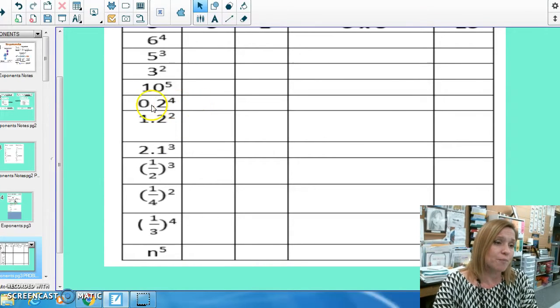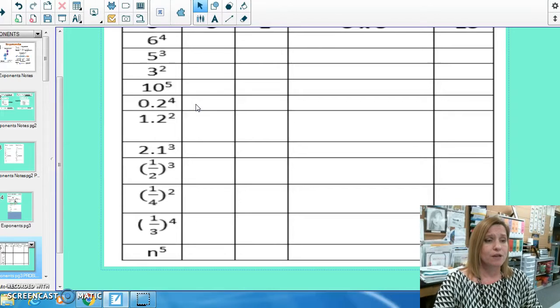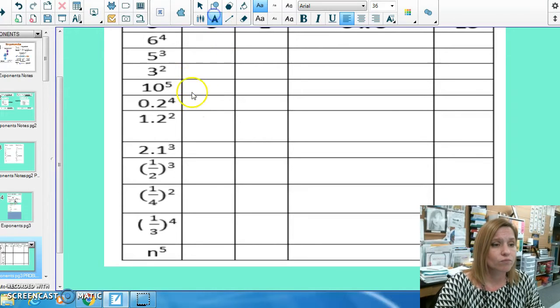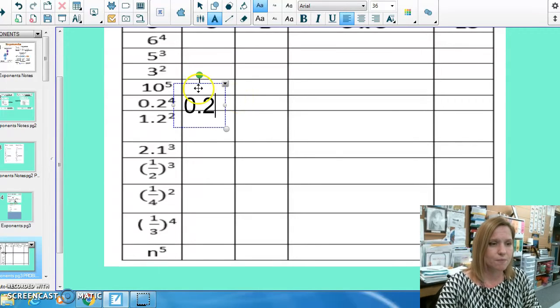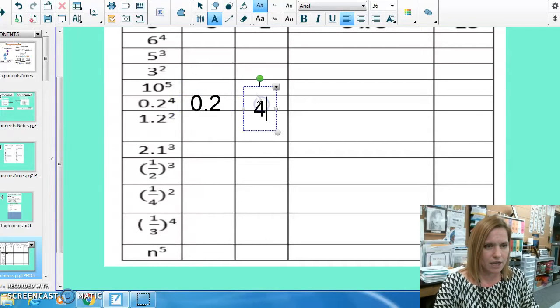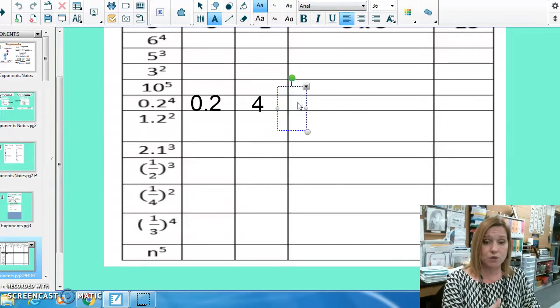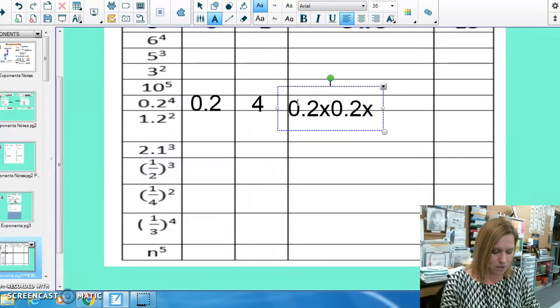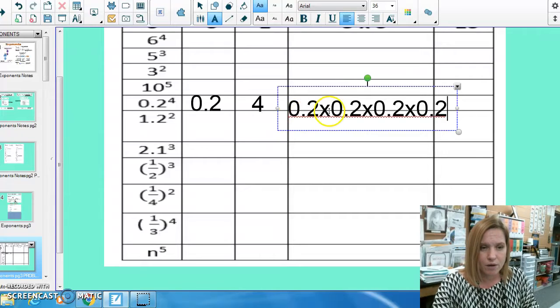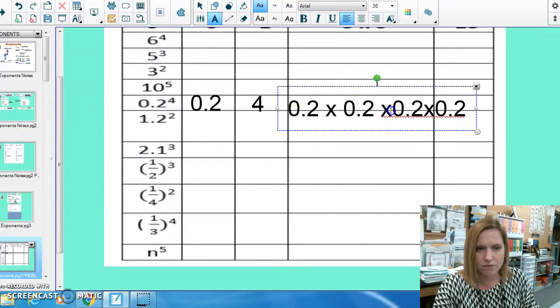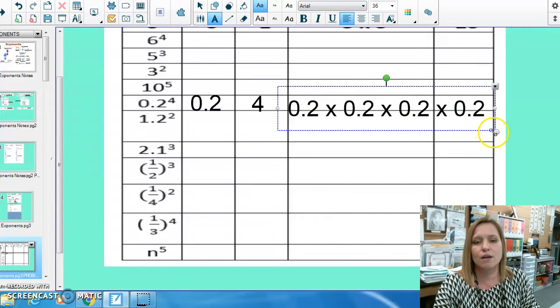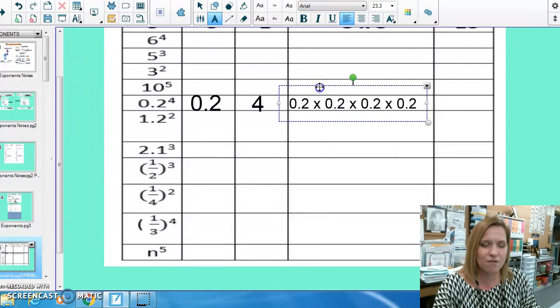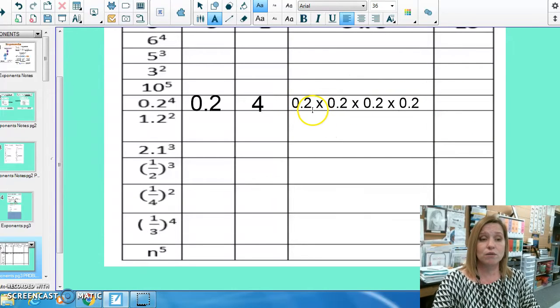All right, the decimal, 0.2 to the 4th power. So we would write our base is 0.2. Our exponent is 4. So what does that mean? That means that we take 0.2 and we multiply it together by itself 4 times. 0.2 times 0.2 times 0.2 times 0.2. Probably put some spaces in there so it looks a little bit better. There you go. And I've got technology on my side, so I can shrink it down and fit it in there. So that's what it means, 0.2 4 times.